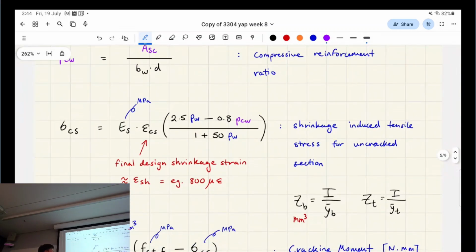This is why we have a really complicated formula for it. It's a function of a bunch of different stuff, including the reinforcement ratio on the tensile side, compressive side, the elastic modulus of the steel, and then this is called the final design shrinkage strain. So again, it's to do with the strain induced from the shrinkage of the concrete due to the cement drying, right? Okay.